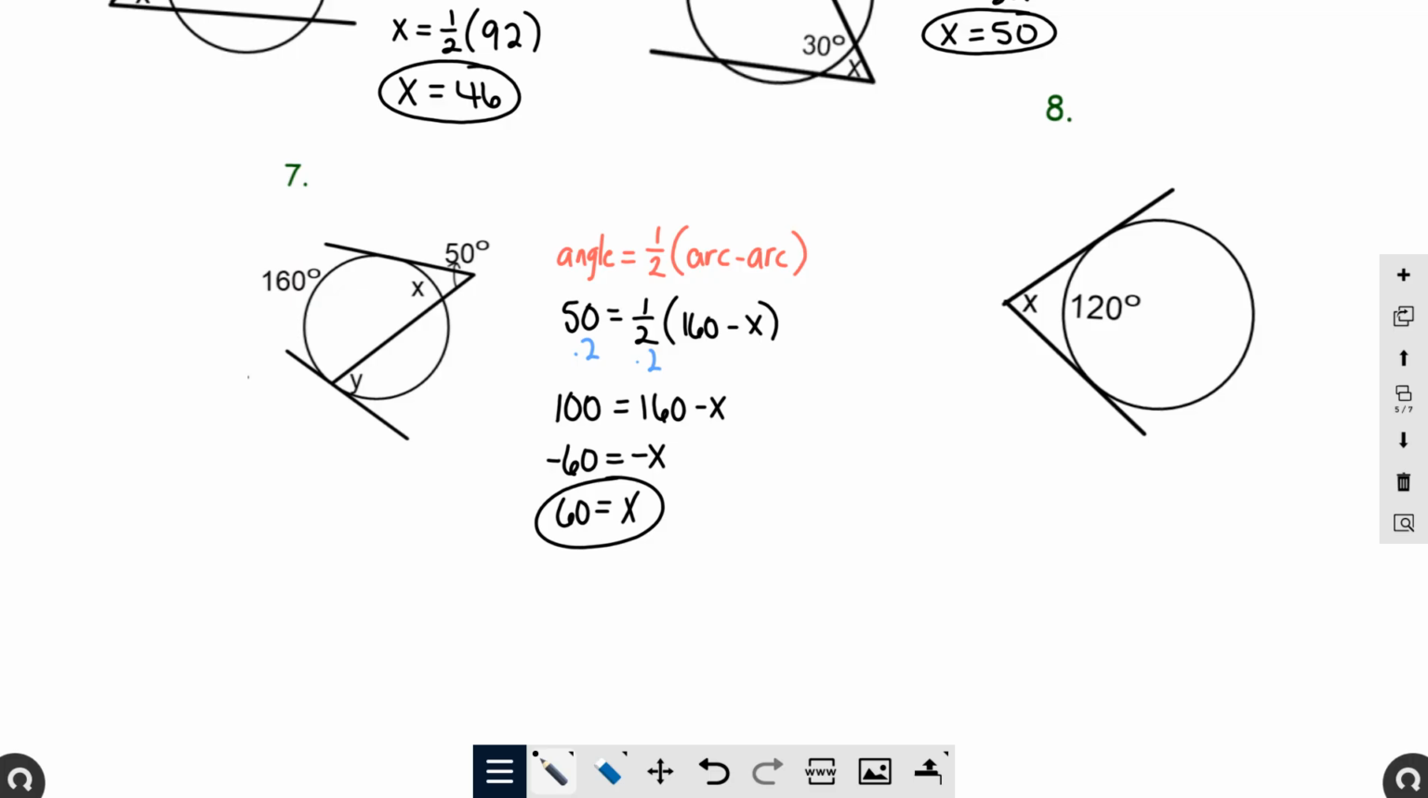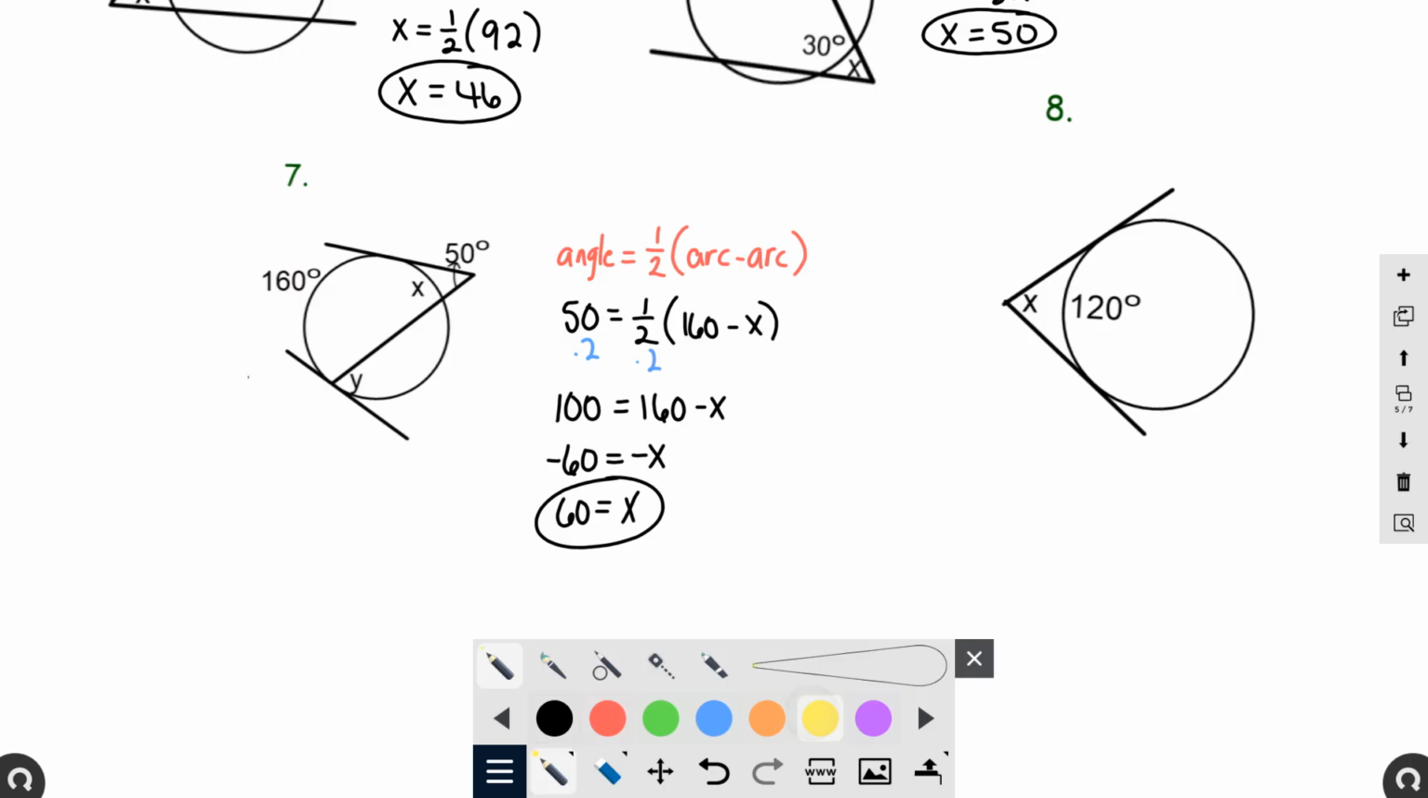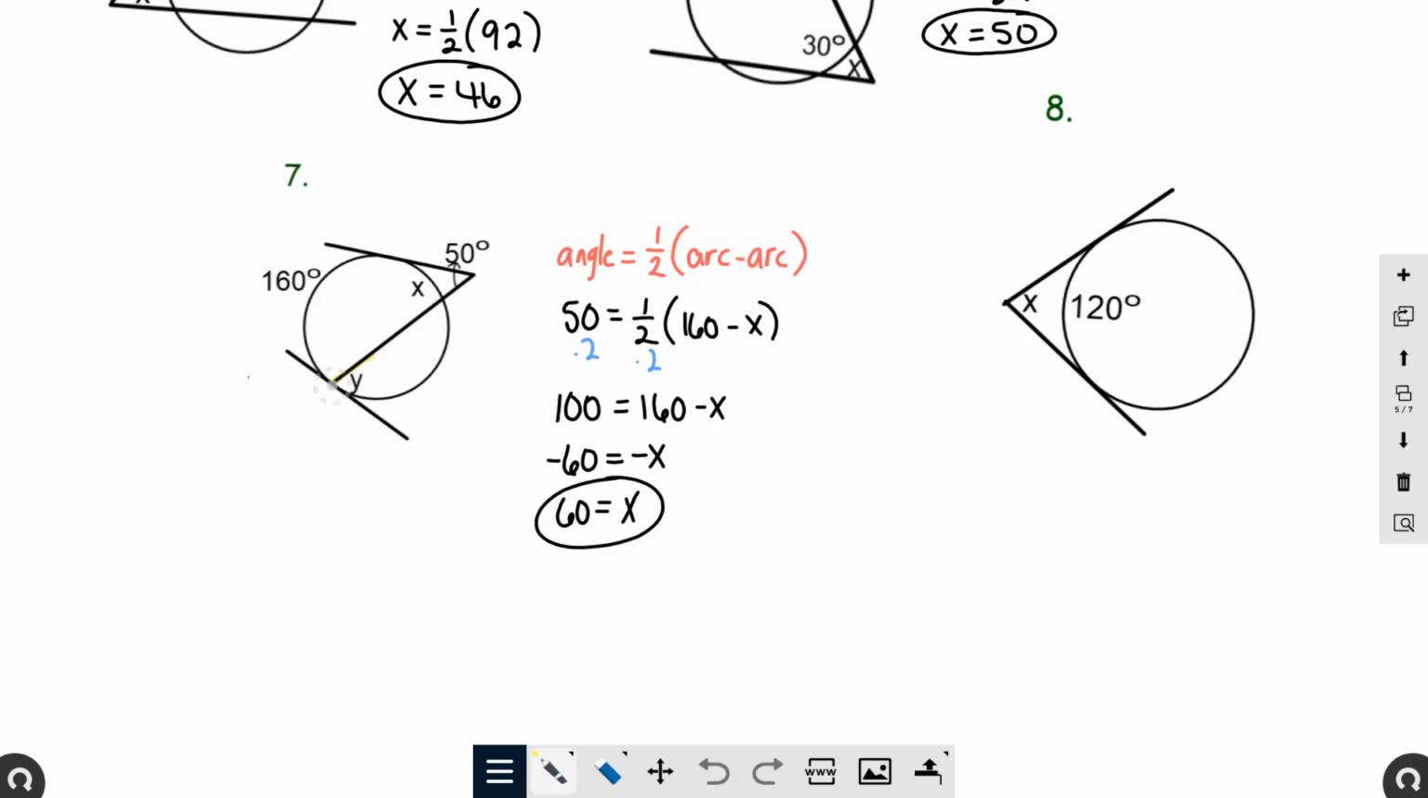And now let's look at y. That's our next part that we need to find. Y is an angle, right? Because it's made up of these two lines right here. This line and this line. Now, think about that angle. Is it inside the circle? Is it outside the circle? It's on the circle, right? So look back at your notebook paper that we did at the very beginning. What do we do if an angle is on the circle?